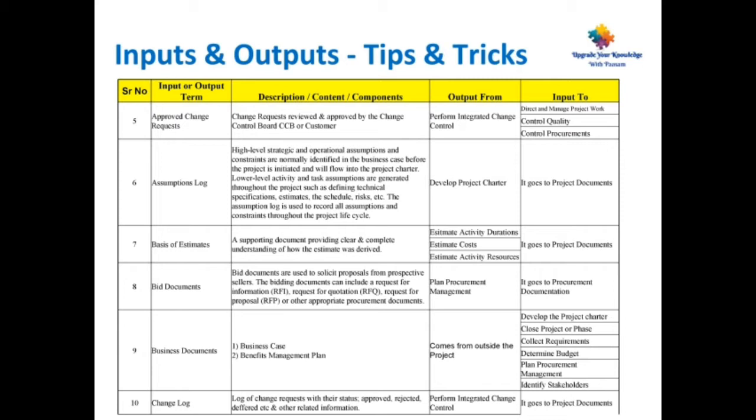High-level strategic and operational assumptions and constraints are normally identified in the business case before the project is initiated and will flow into the project charter. Lower-level activity and task assumptions are generated throughout the project, such as defining technical specifications, estimates, the schedule, risk, etc. The assumption log is used to record all assumptions and constraints throughout the project lifecycle. This is the output from develop project charter and it goes as input to the various project documents.